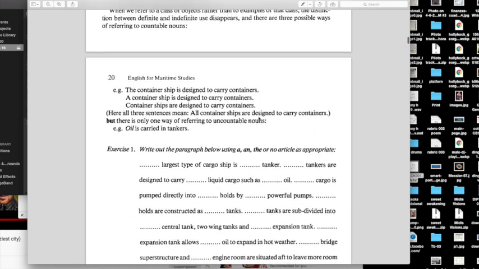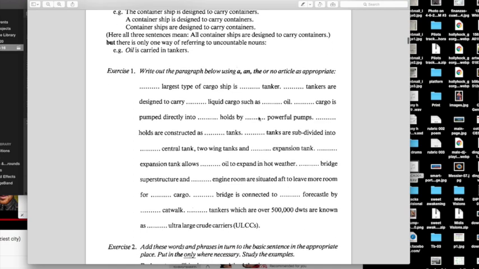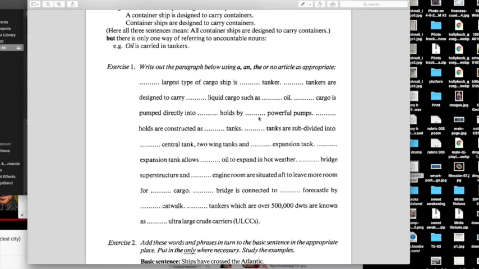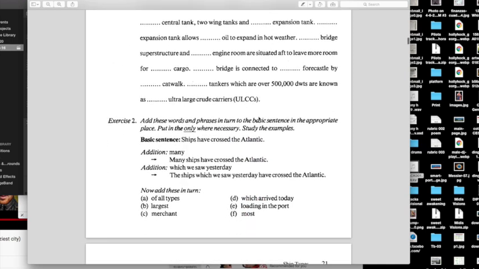Here you have to fill in the blanks, whether it's A, AN, THE, or none. Basic. This looks confusing, but it's not. You have a basic sentence: ships have crossed the Atlantic. If you want to add many, where is it going to go? Many ships have crossed the Atlantic. If you want to add which we saw yesterday, that would be the ships which we saw yesterday. And with largest, for example, you have to say the largest ships have crossed the Atlantic.